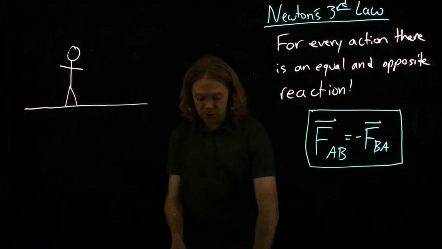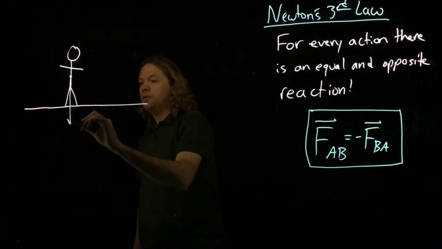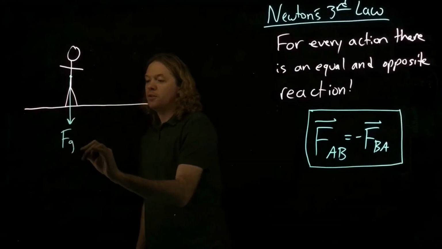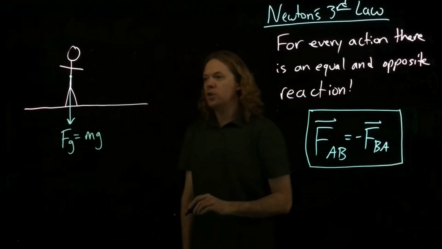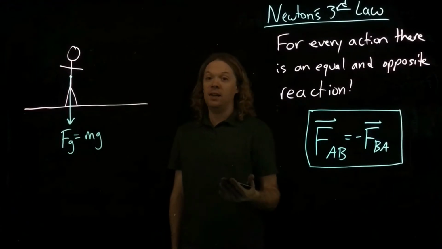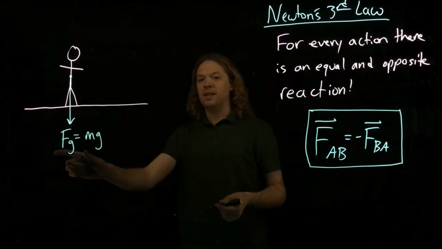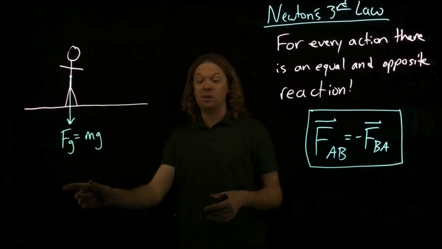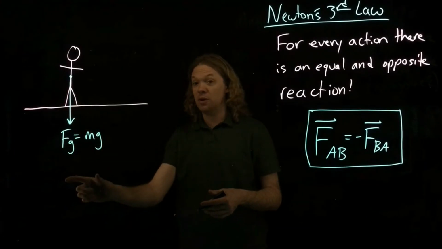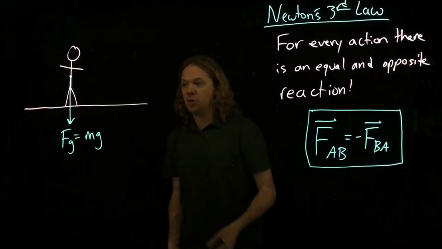If this person has a mass m, we know there is a gravitational force acting downwards on them, Fg, and we also know that that gravitational force is equal to m times g. So we should ask, are there any other forces acting on this person? Well, we know this can't be the only force, because if it is the only force, the person is being pulled downwards and accelerating downwards. We know the person is not going through the ground.